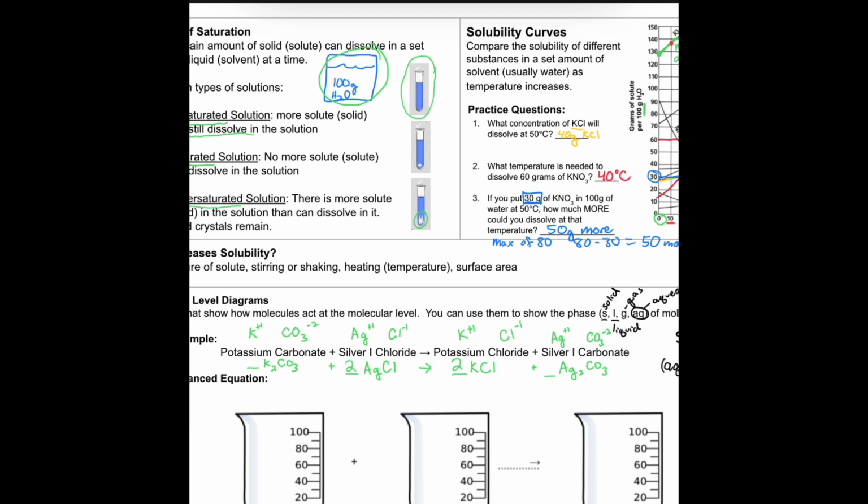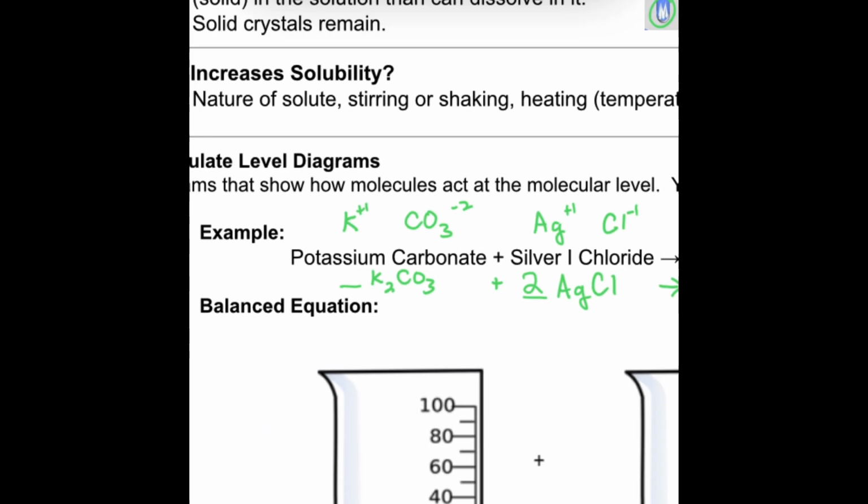Now, I am going to assign my phase symbols. So I'm going to do that in a different color so it's super obvious. Phase symbols, S, L, G, and AQ, again, solid, gas, liquid, aqueous, they go in these little parentheses to the right of your chemical. And all it's going to do is it's going to tell you what is the phase of that thing. Is it a solid thing? Is it a gas? Is it a liquid? Or is it dissolved in water?